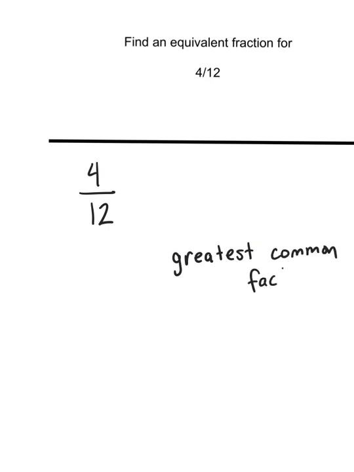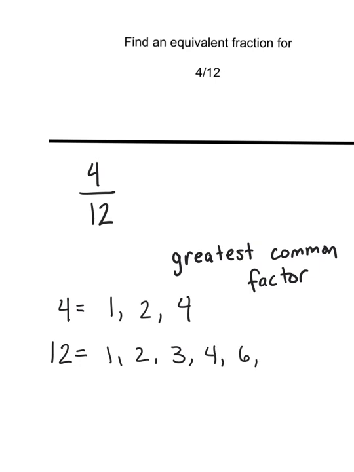Okay, now we're going to find an equivalent fraction for 4/12. And in order to find an equivalent fraction, I need to find my greatest common factor so that I can reduce this fraction. Remember, factors are numbers that you multiply together to get a product. So I need to find factors for 4 and factors for 12. Factors for 4 are 1, 2, and 4. And factors for 12 are 1, 2, 3, 4, 6, and 12.